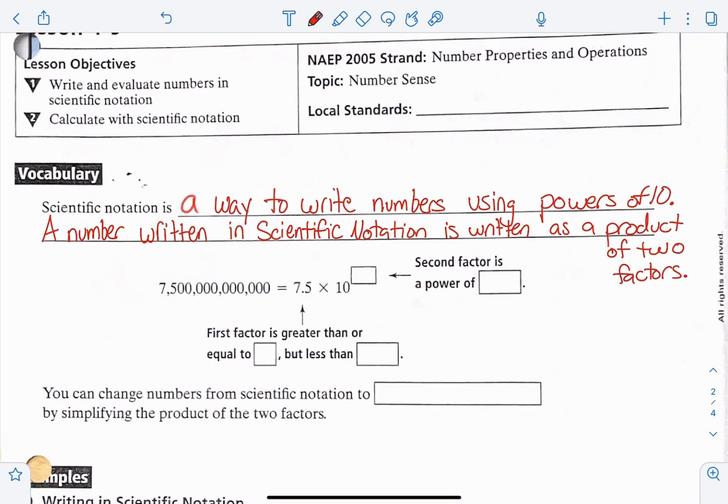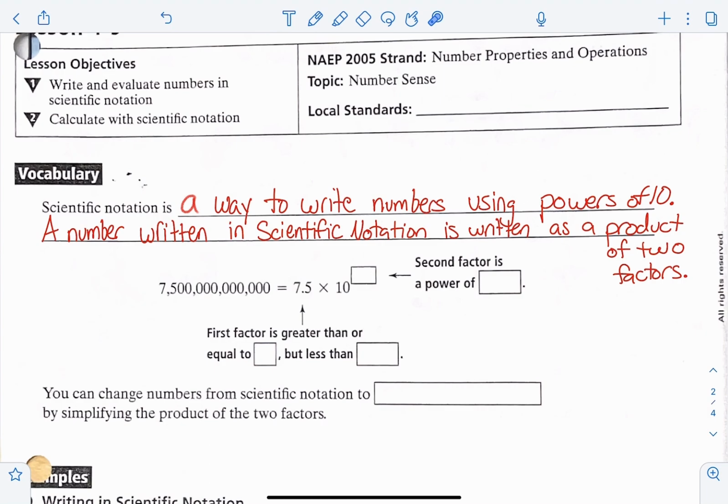So basically what it does is it takes really big or really small numbers, numbers that have a lot of zeros, either after or before, and turns them into a decimal number times 10 to the power of something. Like the example they have right here, there's a lot of zeros after the 7 and the 5, and you can turn it into 7.5 times 10 to the power, which we're going to figure out how you count the power.